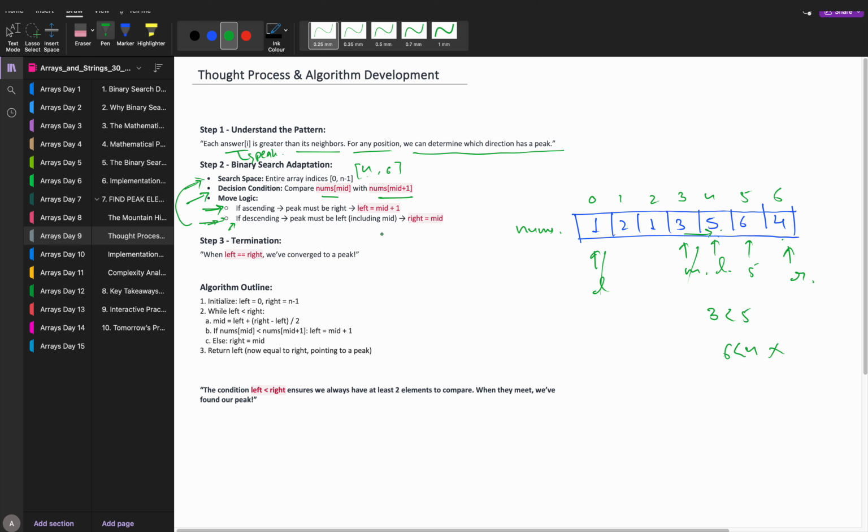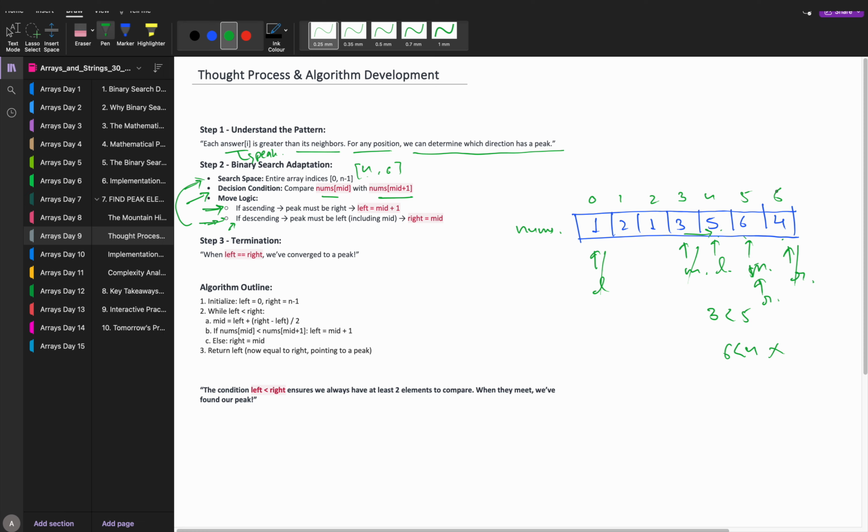Correct? Including mid. Why? Because I don't know about it. I don't know what was on the other side of it. So I will put my right at this. Okay. Once this has happened, I will again check.